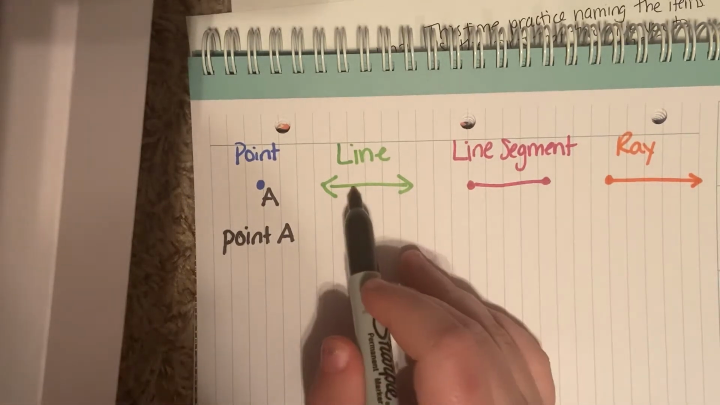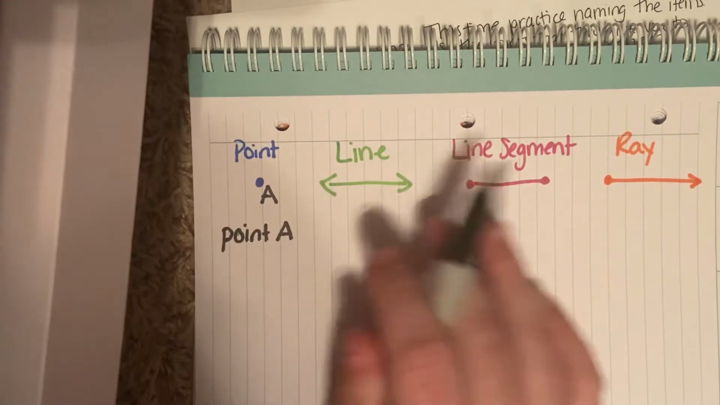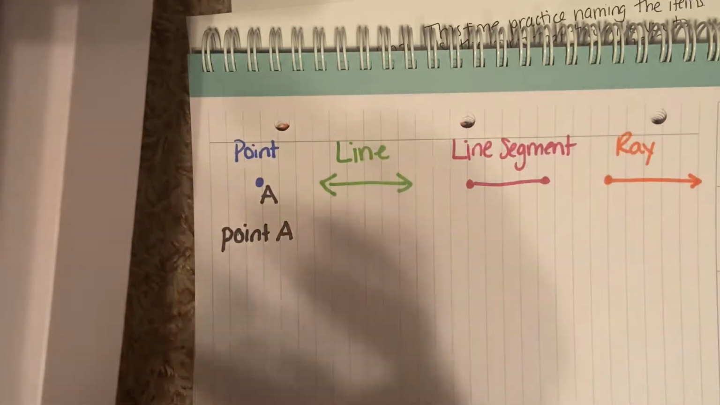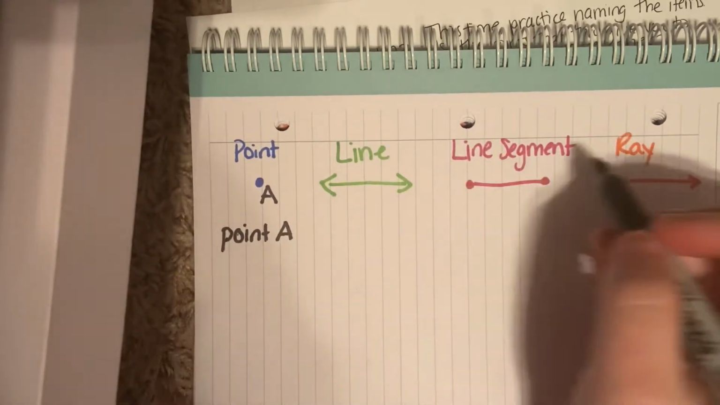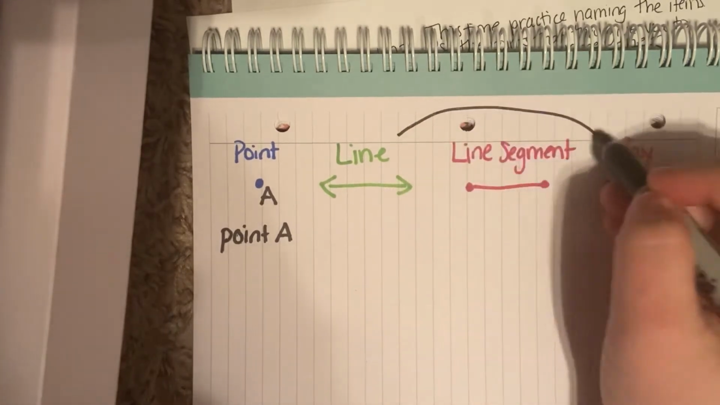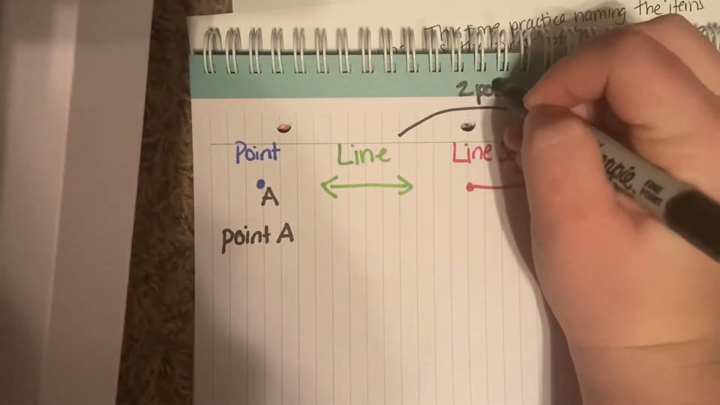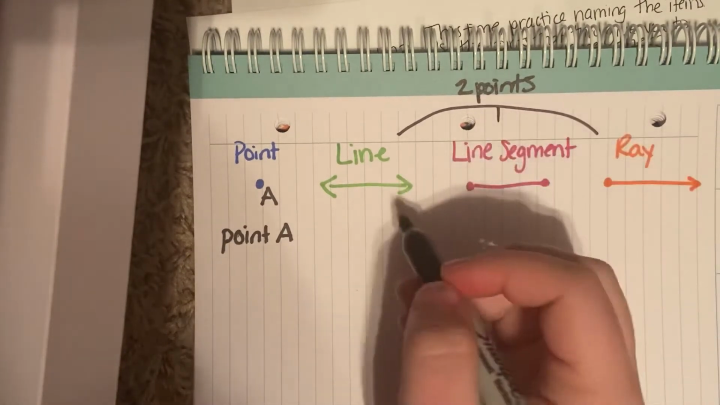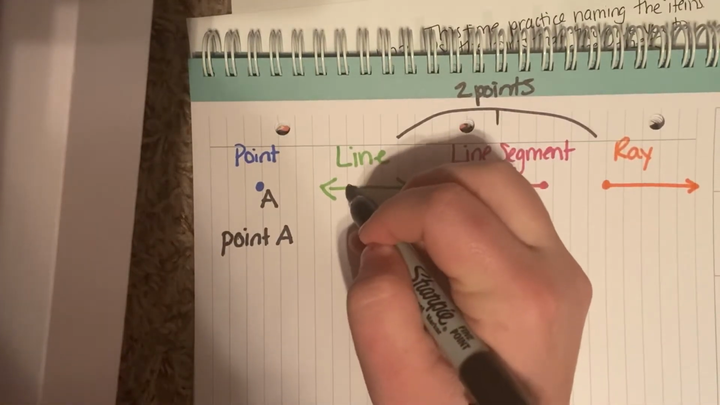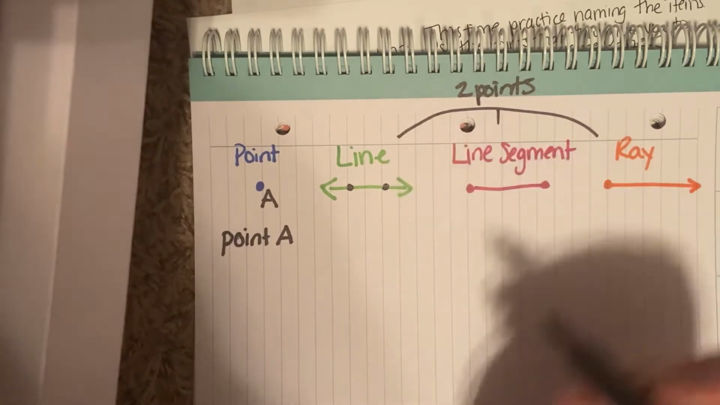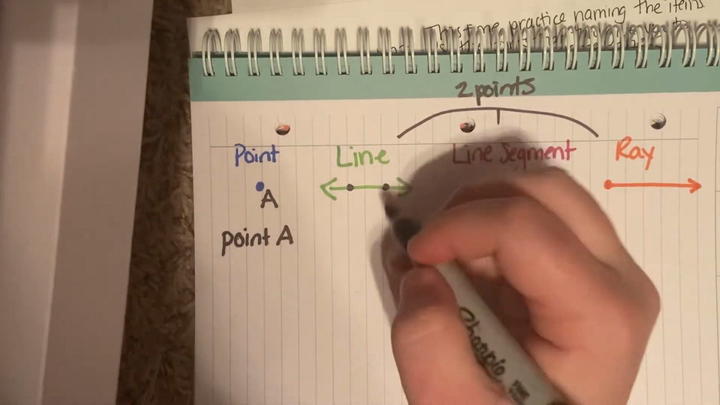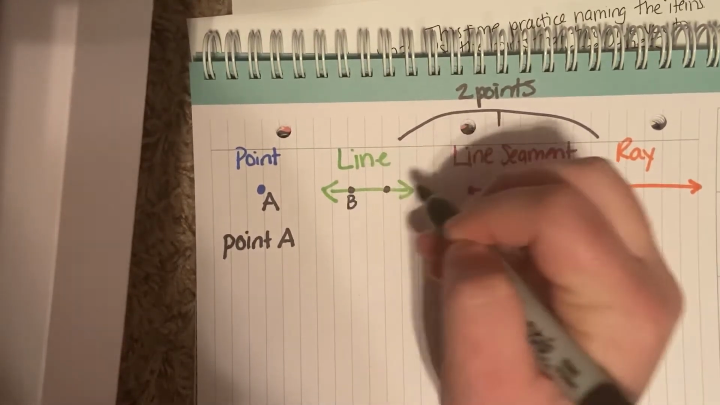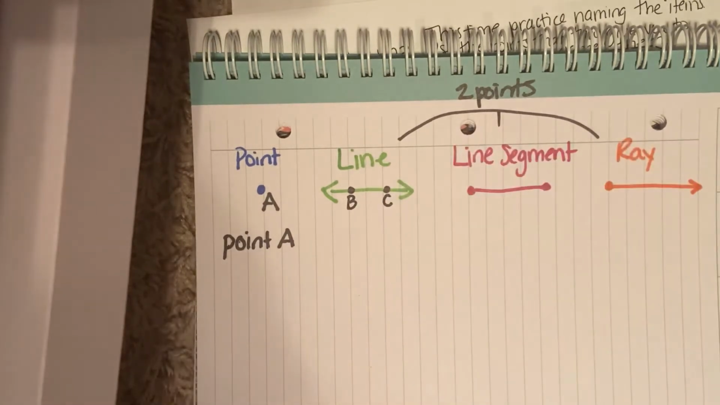Now a line is a little bit harder. So you have a line, it goes on forever and ever. So to be able to name a line, a line segment, or a ray, you need 2 points to name them. They all need 2 points, okay? So we're going to add some points on this line. So I'm going to put a point here and a point here. Now we know we name a point by giving it a capital letter. So I'm going to call this point B and this one point C.